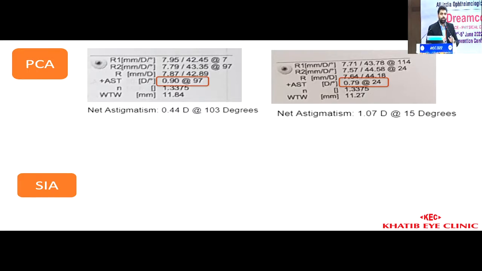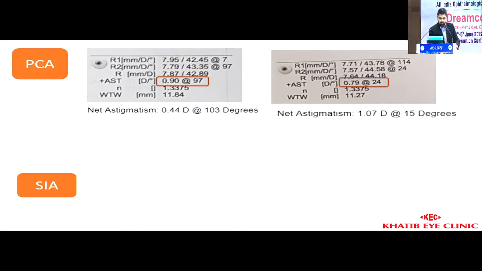Now this is only from the anterior cornea, and this is what our traditional keratometers and even the early biometers used to give us. But for toric lenses, considering the posterior cornea is very important. The posterior cornea does play an important role, maybe not in all cases, but definitely in a few cases.